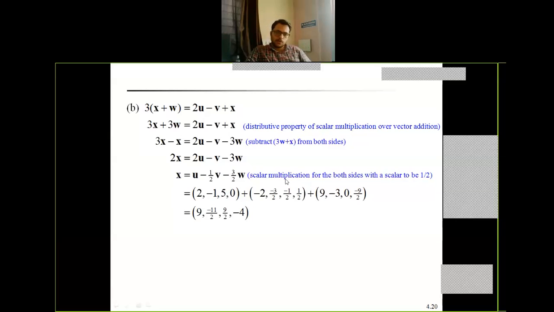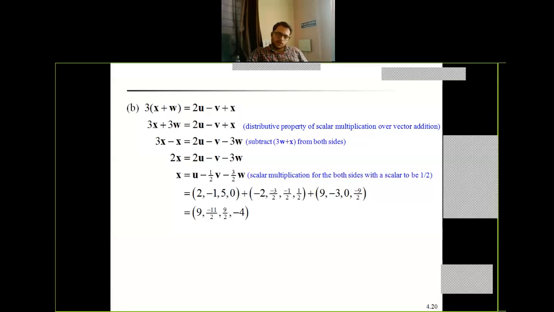Yes, so 2u minus v plus x, and by rearranging, since we need to find x, we will put x on the left hand side and everything on the right hand side, and using the same things we can directly find the solution. So I think you can observe this within 30 seconds. Very simple example, okay.